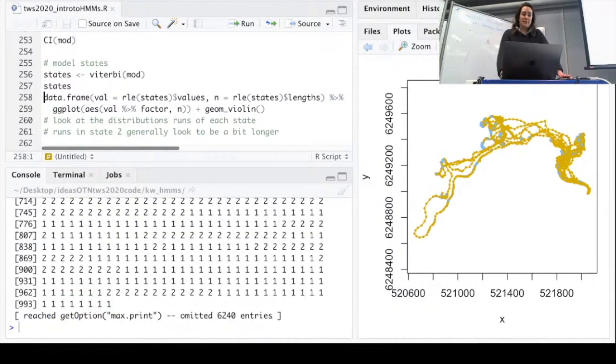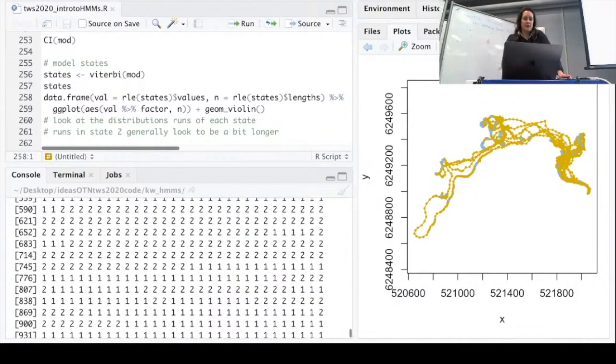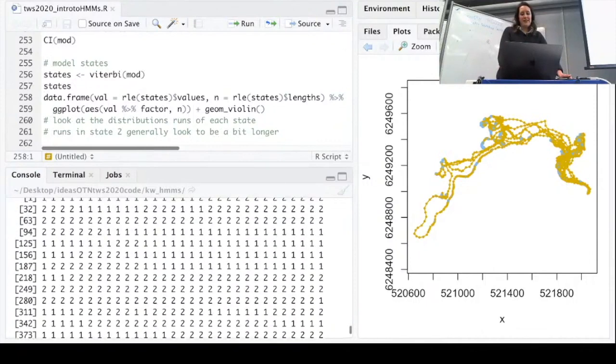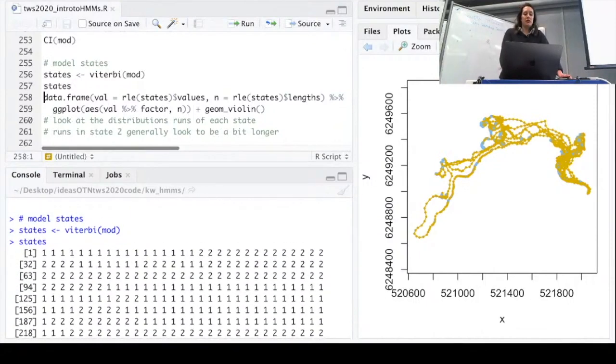We can take the states out, and by that I mean calculate them and save them. Then we can take a look at this. This is what the state vector looks like. They encode in 1s and 2s. When you have these high probabilities of staying in each state, you're going to have longer runs of 1s and 2s. But those are obviously also going to be influenced by your movement metrics, so your step lengths and turning angles.